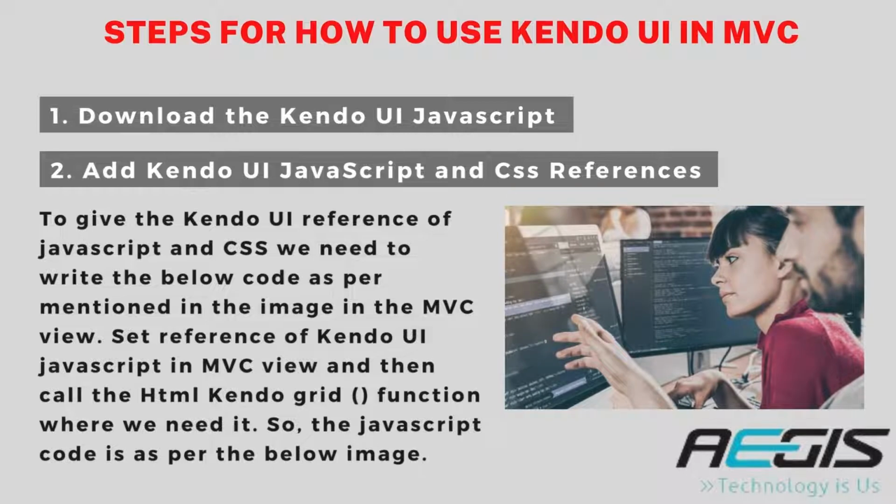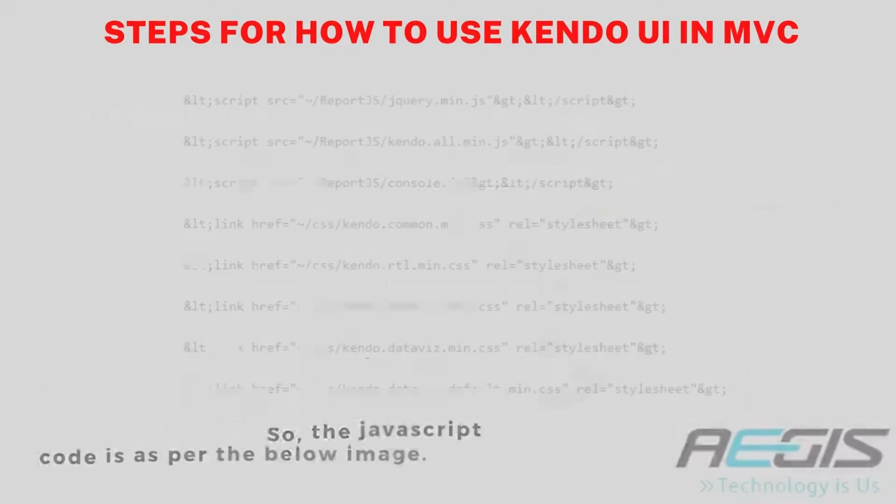Here, the first step is to download the Kendo UI JavaScript. Second is add Kendo UI JavaScript and CSS references. Means to give the Kendo UI reference of JavaScript and CSS we need to write the below code as per mentioned in the image in the MVC view. Set reference of Kendo UI JavaScript in MVC view and then call the HTML Kendo grid function where we need it. So, the JavaScript code is as per the below image.